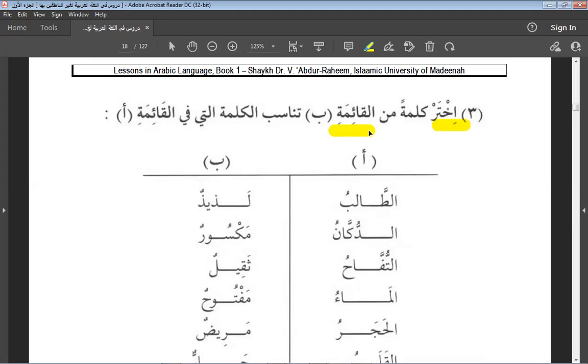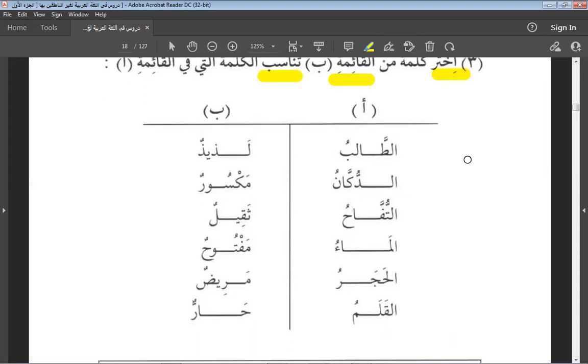Let's break this down. Al-qa'ima is a list. Tunasibu means appropriate. It says: ikhtar kalimatan min al-qa'imati ba. Choose a word from list B that is appropriate or matches the word allati fil qa'imati alif, the word that is in list A. So you have words in list A and list B. You look at list B and match it with the appropriate word.